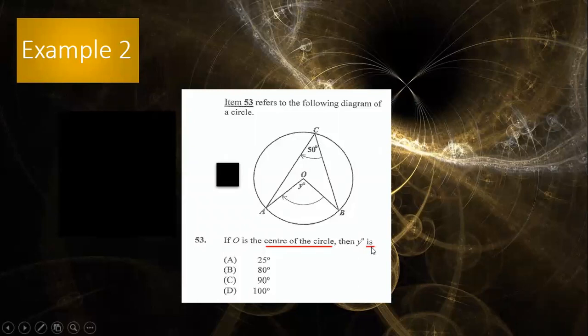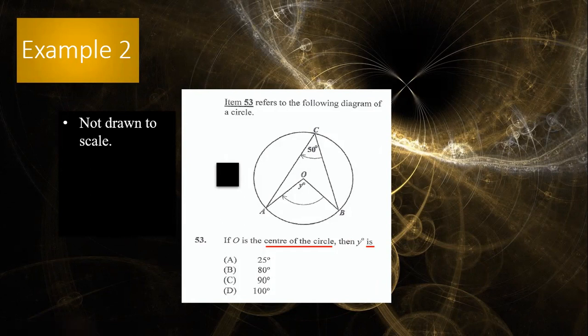Right, so "is" is, of course, another doing word. In other words, before this word is y degrees, they wanted to know: what is y? All right, so let's check it out. It's not drawn to scale. So the circle is not drawn to scale. Usually for CSEC, it is never drawn to scale. However, it is drawn to proportion. What does that mean?